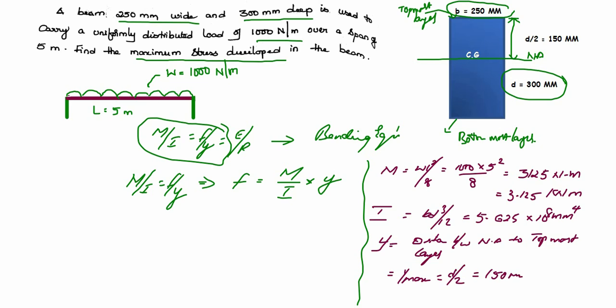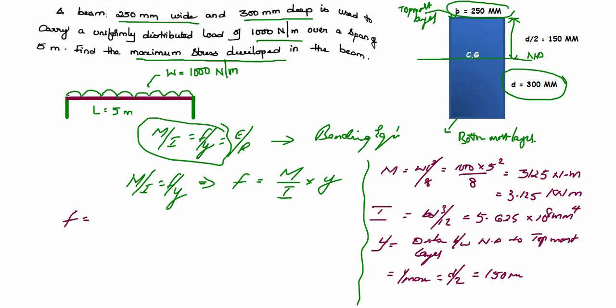Isn't it right? So remember, y is the distance between the layer in which the stress is being calculated to the neutral axis or center of gravity. So I'm trying to find out the stress in the topmost layer, because in that layer only the stress is maximum. So I need to put y as distance between the topmost layer to the center of gravity, which is d by 2, which is equals to 150 mm. So substitute those values here, guys.